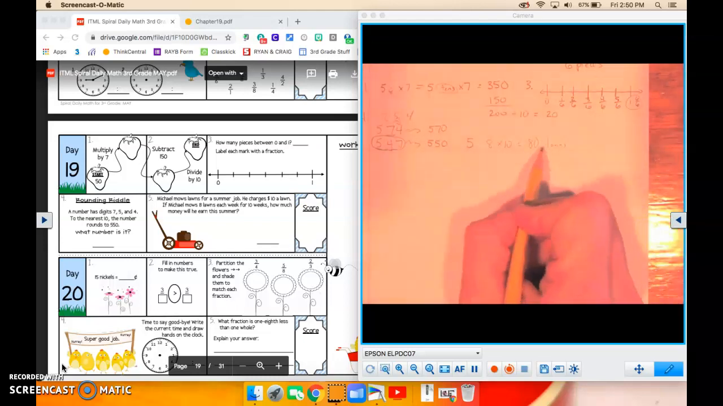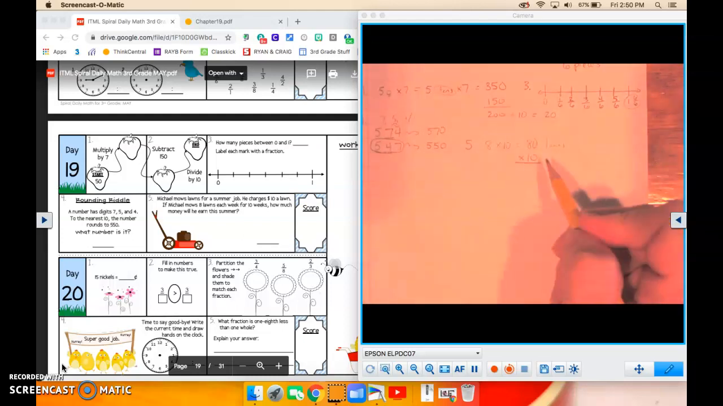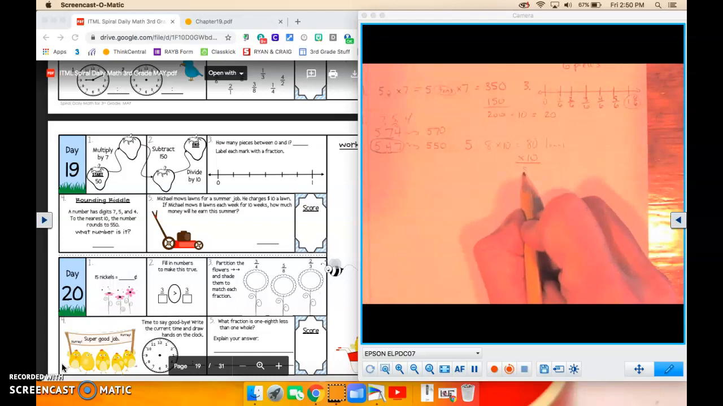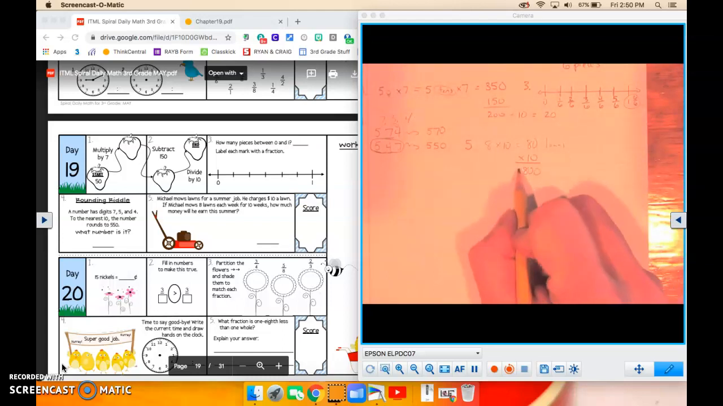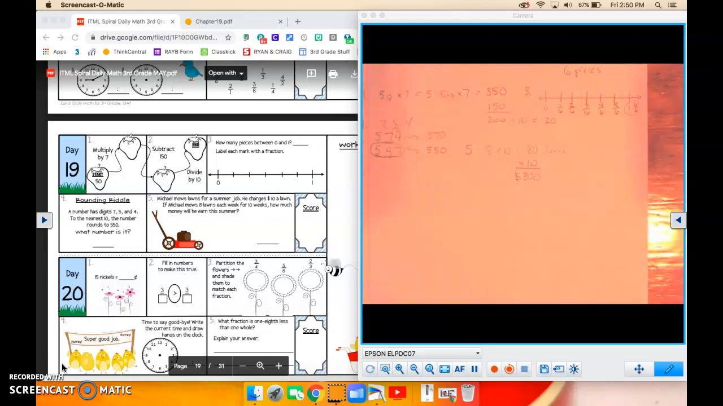So it's $10 a lawn. We still have to take the 80 times the 10. Okay, so that's the 80. We add the 0 in. He's going to make $800 just by mowing lawns this summer. What a great job for that kiddo.